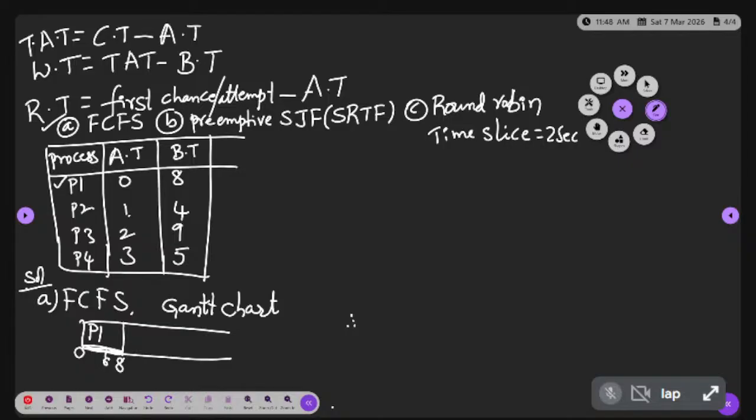After 8 seconds, my task is over. P1 is finished. Once the task is over, it enters the state called completed or exit. Exit means it comes out. P1 is over. Next, P2. P2 arrived at 1 second, so between 0 and 1 P2 had come. Between 1 and 2 seconds, P3 also came. By the third second, P4 had also come.